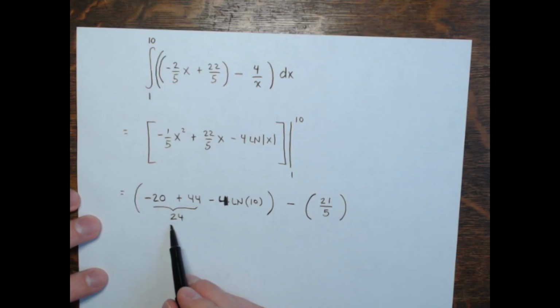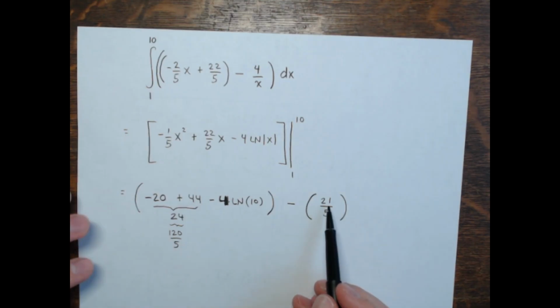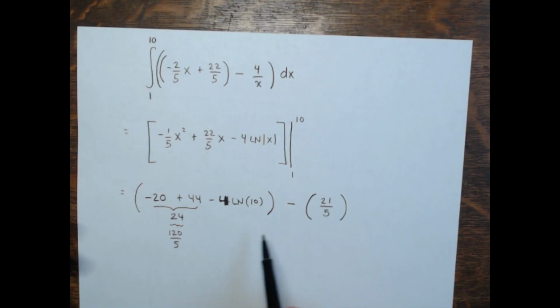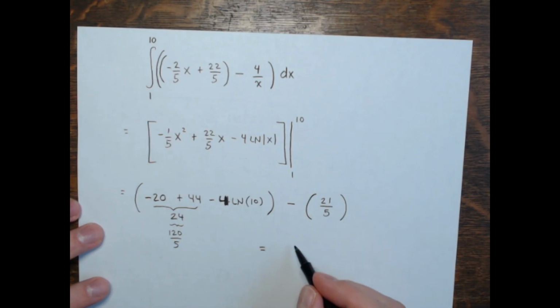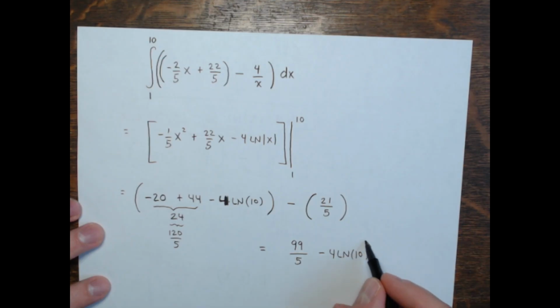And 24, when you multiply by 5 over 5, is 120 fifths. Take away 21 fifths, that is 99 fifths. So when all's said and done, you put these together and you got 99 fifths, minus 4 times the natural log of 10 term as well. So this is what I'll enter.